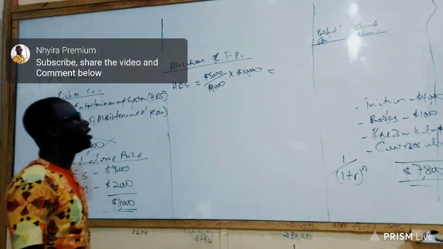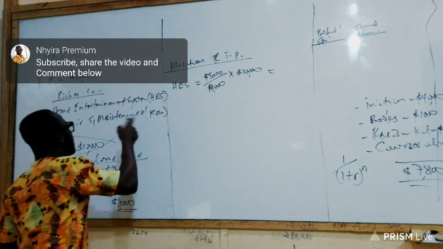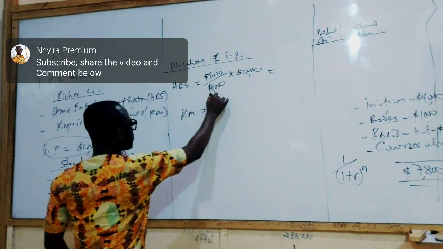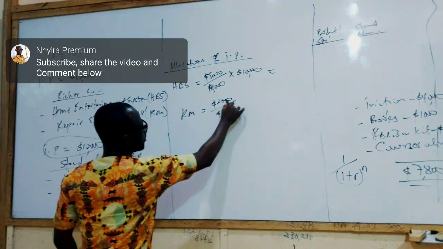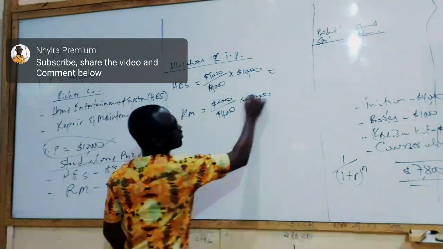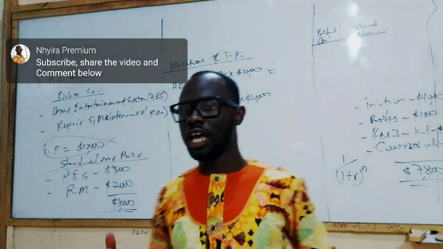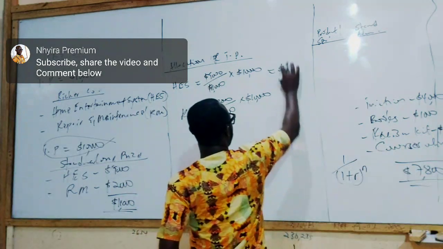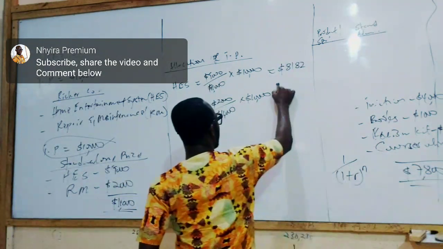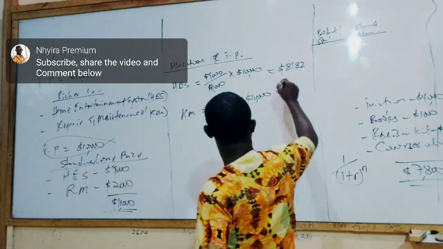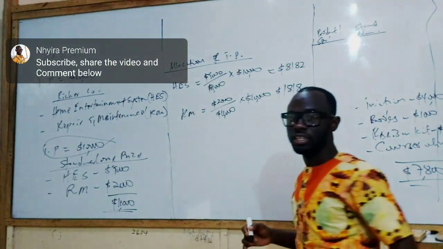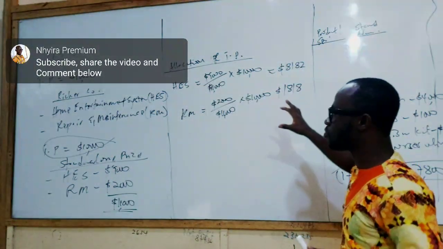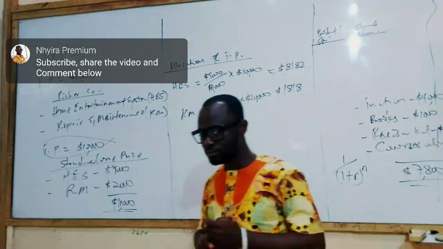So that is for the home entertainment system. Then for my repair and maintenance, that is going to be $2,000 over $11,000 times what? $10,000. I hope you are getting the picture. So that is how we allocate. If we work these out, we should get $8,182 here, and then we should get $1,818. So this is what we mean by the allocation of the transaction price to performance obligations.